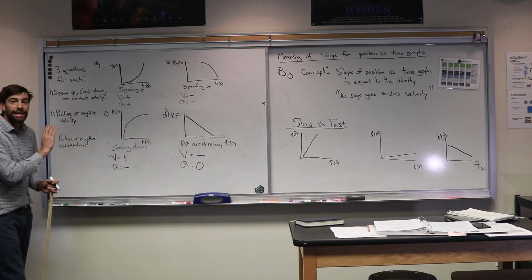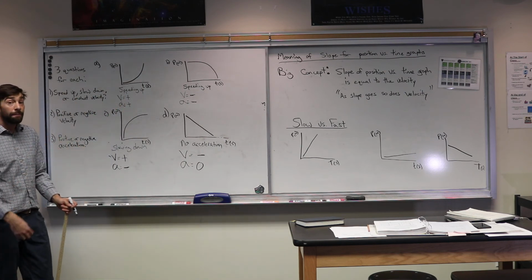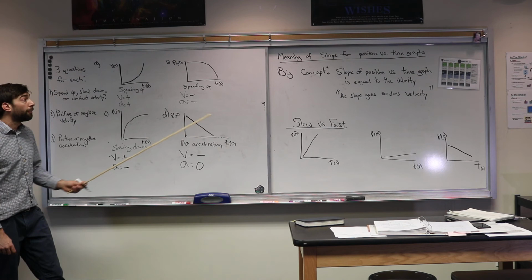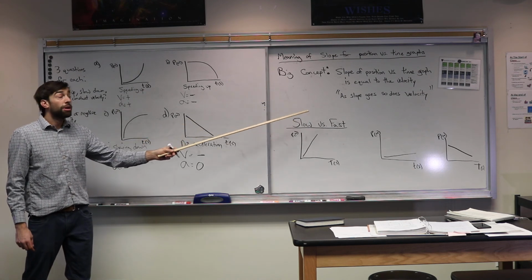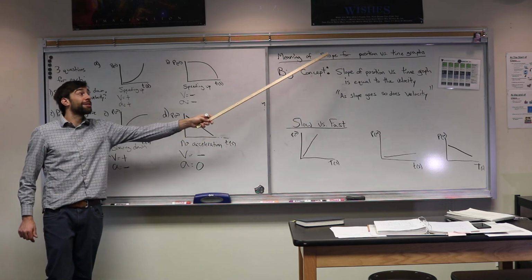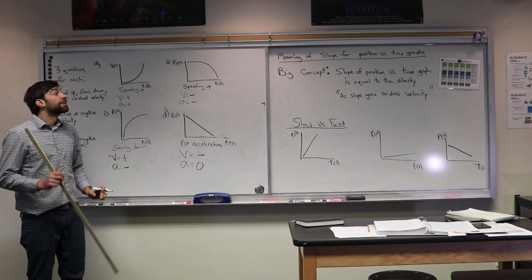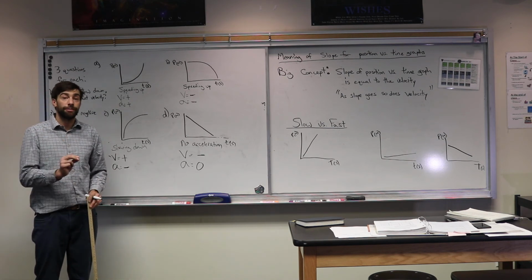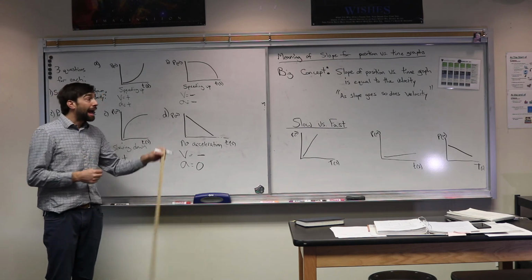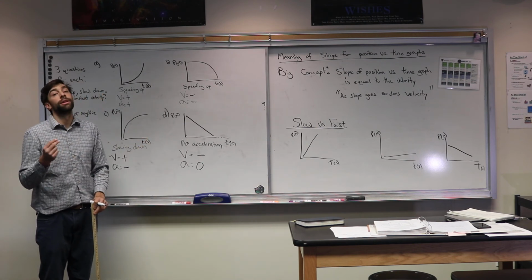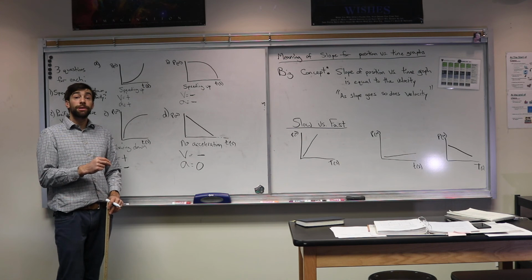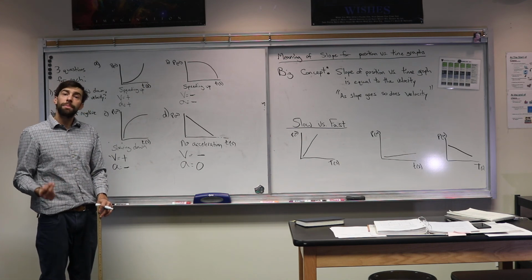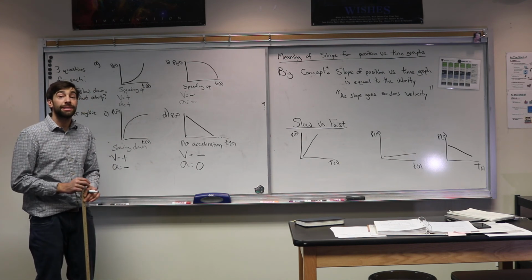I hope this has been helpful. I hope you've taken some key things away. Again, I really want you to remember this big concept. For a position versus time graph, the slope is equal to the velocity. And as slope goes, so does velocity. So on a position versus time graph, whatever the slope is doing, that's what the velocity is doing.